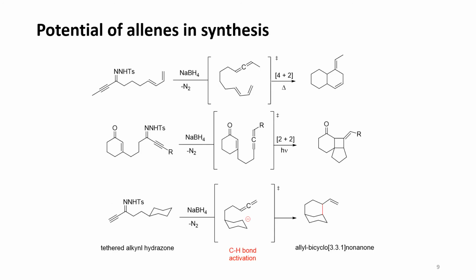This slide just covers some of the potential of allenes in future synthesis. On the left here we have different hydrazones, and this is just to show that we could try this reaction on some more complex substrates. The first one is a 4+2 cycloaddition, the second is a 2+2 photochemical cycloaddition, and the third would be the formation of a bicyclononane formed by a C-H bond activation.